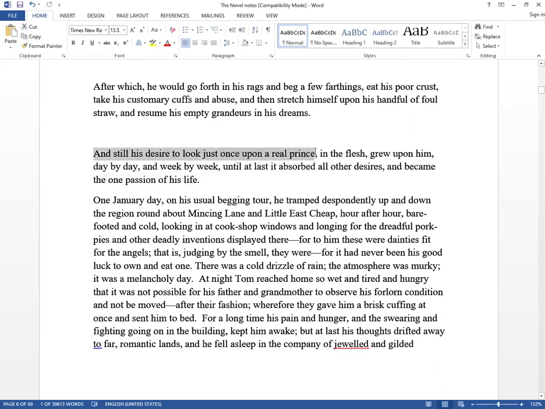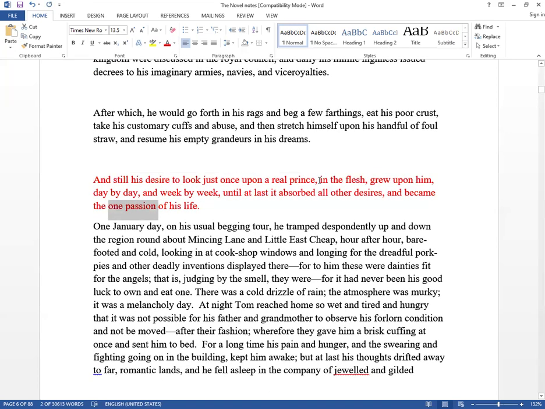And still, underline: one desire, to look just once upon a real prince. Tom has one desire, to look just once upon a real prince in the flesh. It grew upon him day by day, week by week, until at last it absorbed all other desires and became one passion. Passion means desire. What is his one passion? To see a real prince in the flesh. In the flesh means a real, live prince.